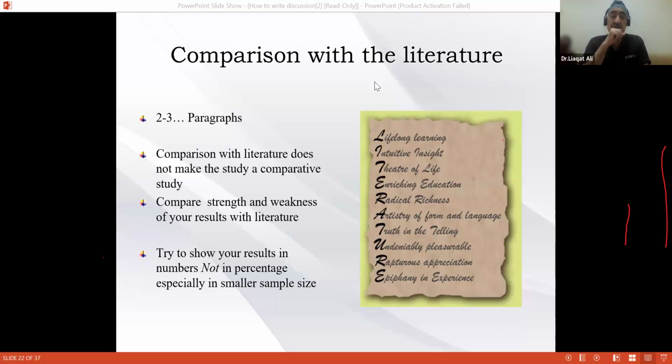Number one, compare the strength and weaknesses of your results with the literature. And try to show your results in numbers, not in percentage, especially in the smaller sample size. Next, please.